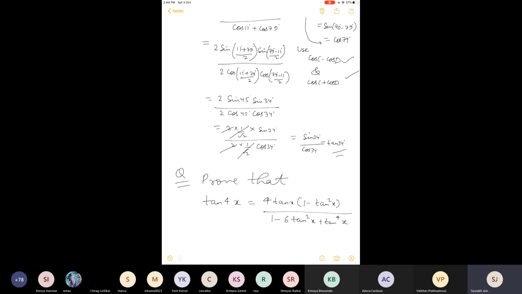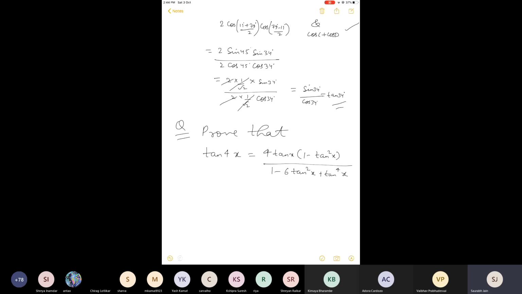Whenever we have to prove a statement, especially in trigonometry, we have to prove that this is equal to that. We usually start with the side which is more expanded, like the right hand side: 4 tan x into 1 minus tan square. We will try to simplify it and change it into tan 4x.